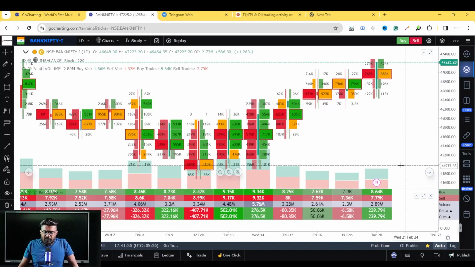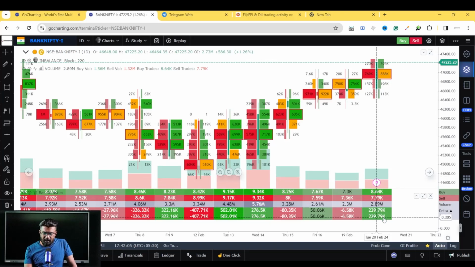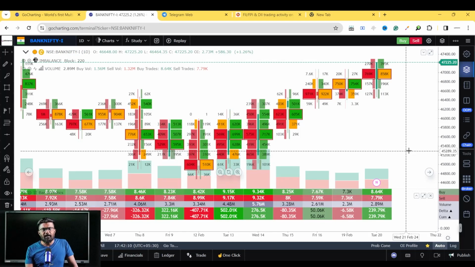Now we are expecting somewhere around 47,500 or even 48,000. Now, if you ask me what is the reason, there is a huge number of calls being bought. In fact, if you see this chart, you can see clearly everything is delta. Now there are more buyers than sellers, which means 8.64K is the net buyers and 7.79K is the net sellers. Volume is almost 239.7K, and cumulative delta is also going to be the same.